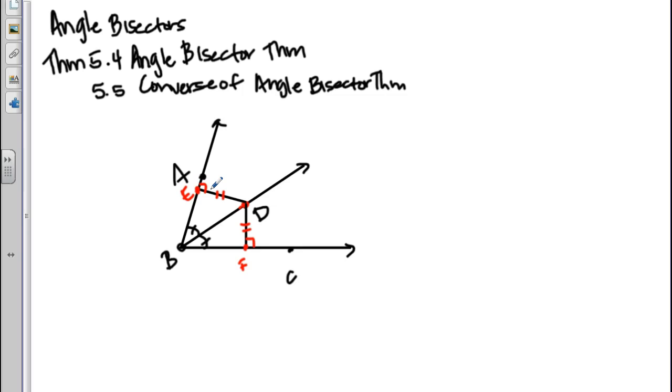All right, so 5.5, the converse. It says if there's a point on the interior of an angle and it's equidistant from the sides of the angle, then it has to be on that bisector. So if I have a point here and this distance is the same as this distance, then I know it's right on that bisector. All right, so let's try a couple here and then we'll go to the last theorem and we'll be finished.